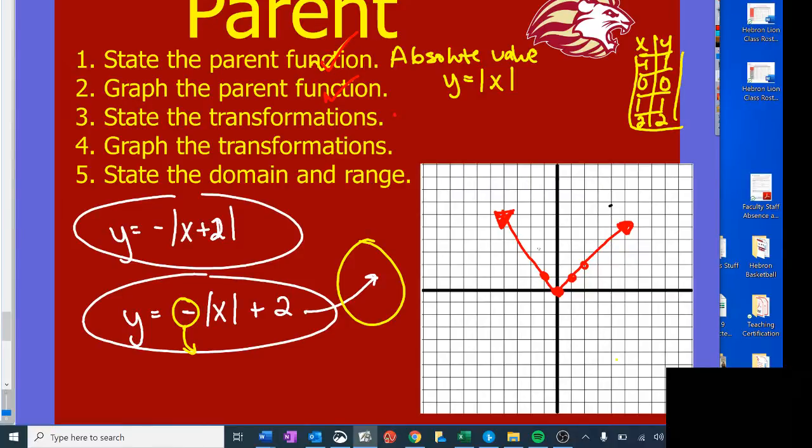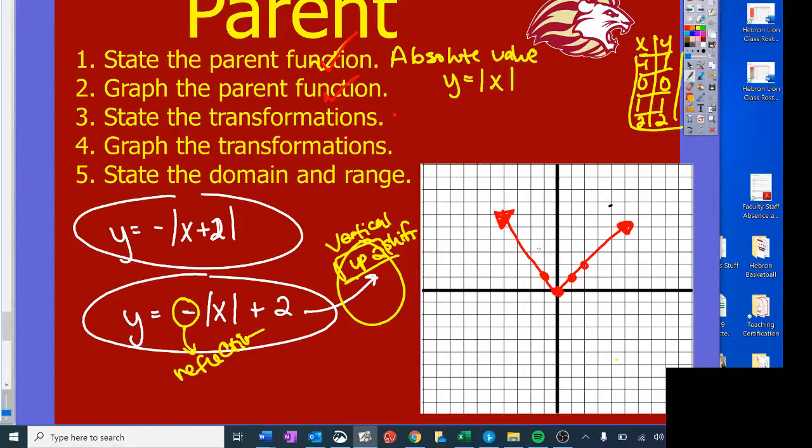And now let's state the transformation. So right here, the transformations would be reflection. And this would be going up 2. So that would be a vertical shift. Okay? And it would be going up 2. Okay? So reflection and up 2. So let's go here. Let's go first. I like to reflect first. Some of you may do the opposite, and that's fine. We want to reflect first.